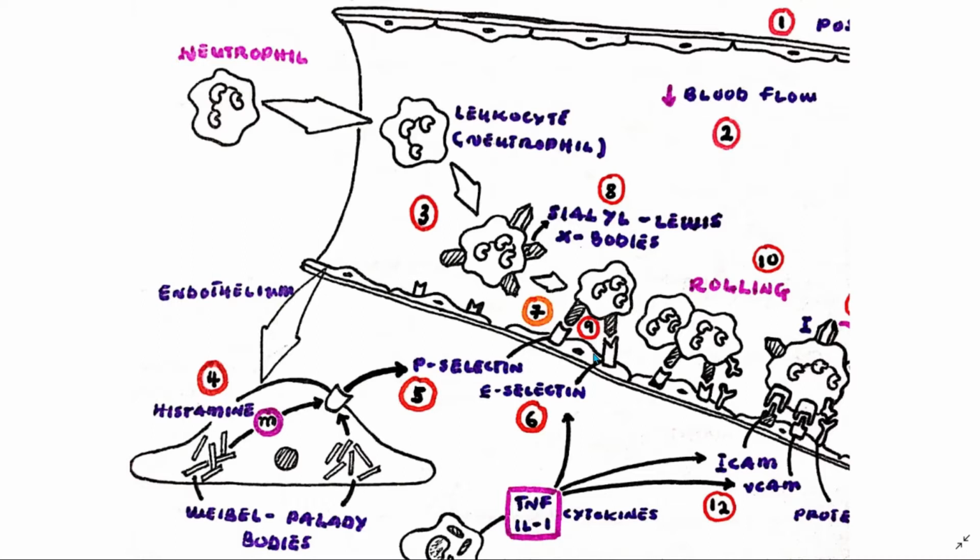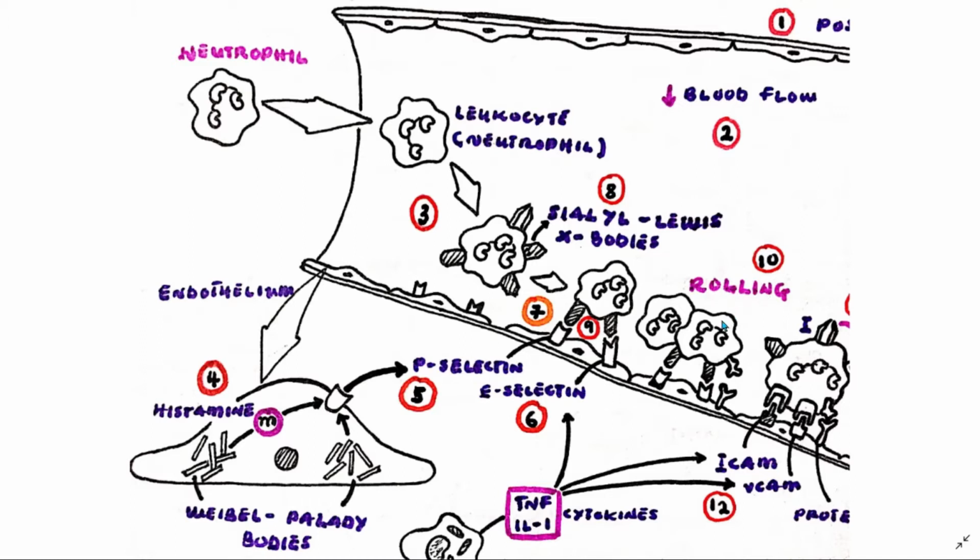Now, on the surface of the leukocytes are structures called the Sialyl-Lewis X bodies. The selectins bind to the Sialyl-Lewis X bodies on the leukocytes. This interaction results in rolling of the leukocytes along the vessel wall.